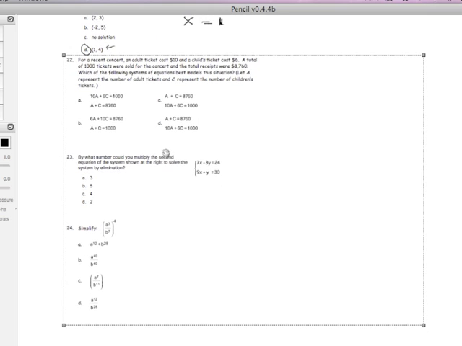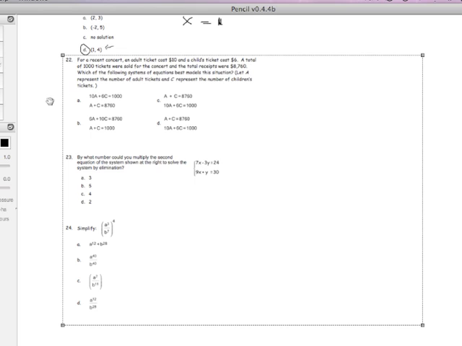Number 22. For a recent concert, an adult ticket cost 10. A child's ticket cost 6. A total of 1,000 tickets were sold. The total receipts were this much money. Which of the following systems of equations best models the situation? Okay, so they're telling us that A is the number of adult tickets and C is the number of children's tickets. Well, first, A and C have to add up to 1,000. A plus C has got to equal 1,000.